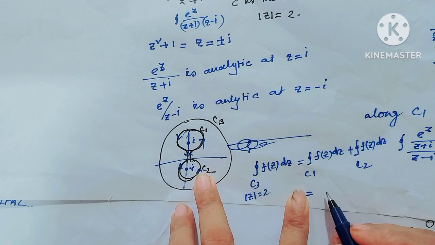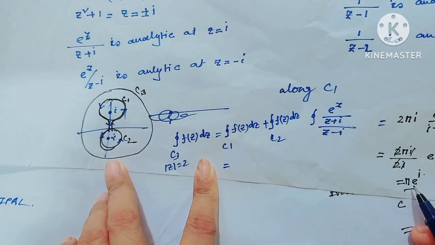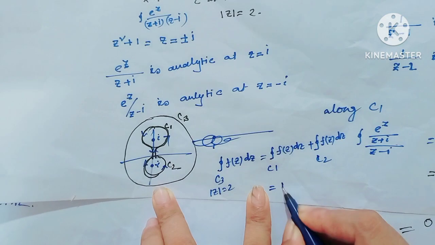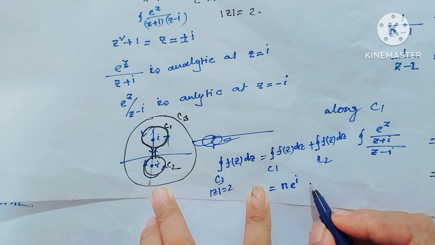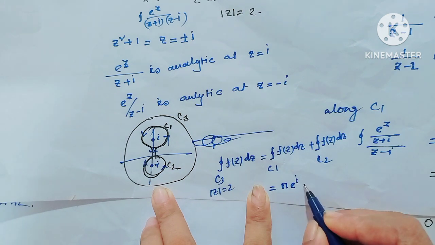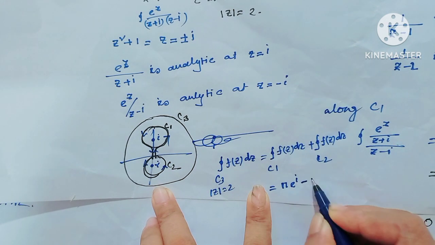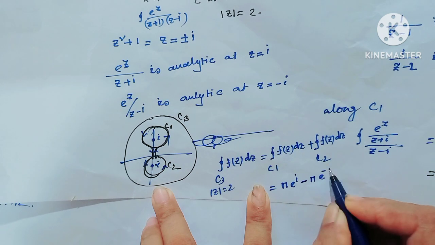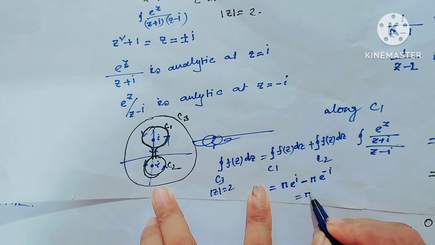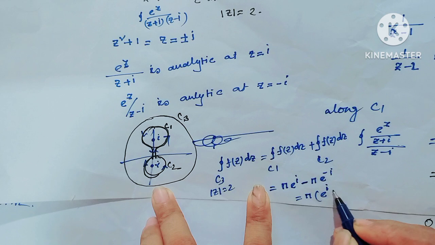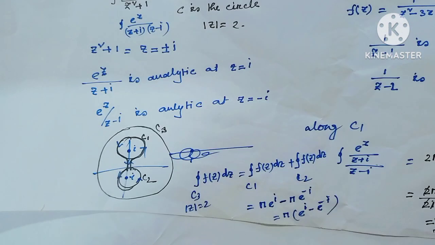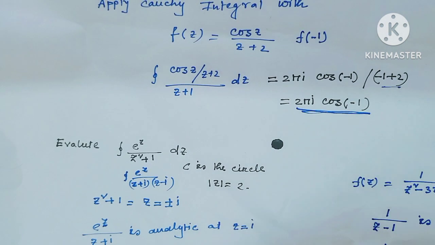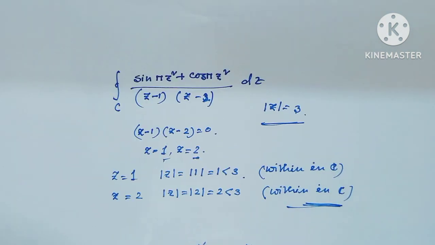And along C1 this value is pi e to the power i, and along C2 this value would be minus pi e to the power minus i. So this value would be pi times (e to the power i minus e to the power minus i). I hope all my viewers have understood this integration. Okay?